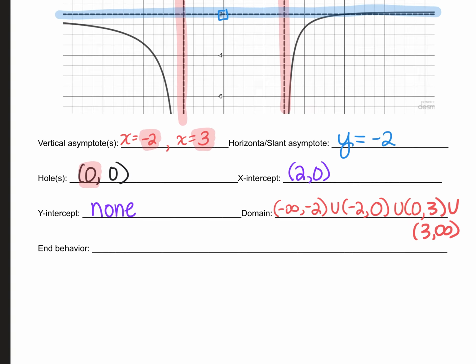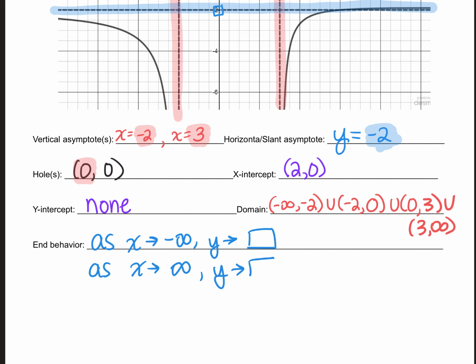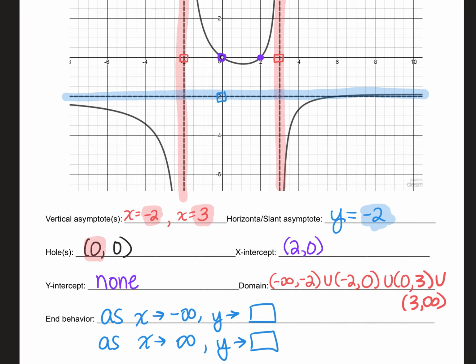All right, end behavior. Last but not least, end behavior is directly related to what you wrote for your asymptote, or your horizontal or slant asymptote. So just like I said before, we're going to write the same thing every time to start. It's always going to be this kind of template that we're using. The only thing we have to change each time is what y is approaching.